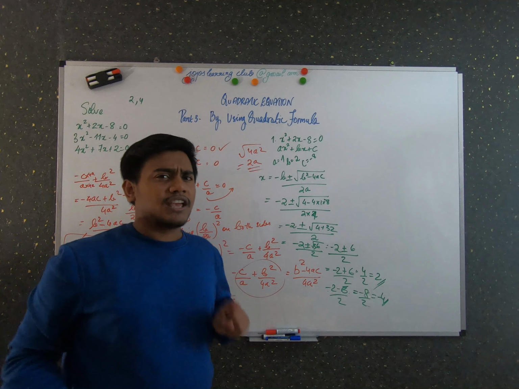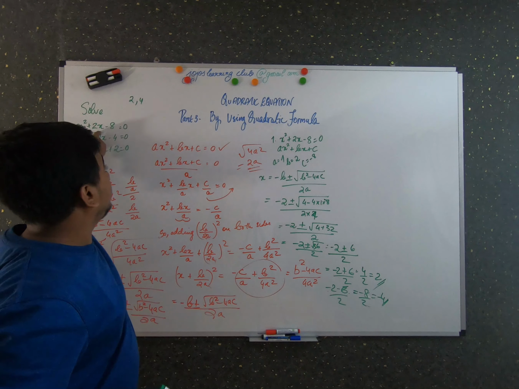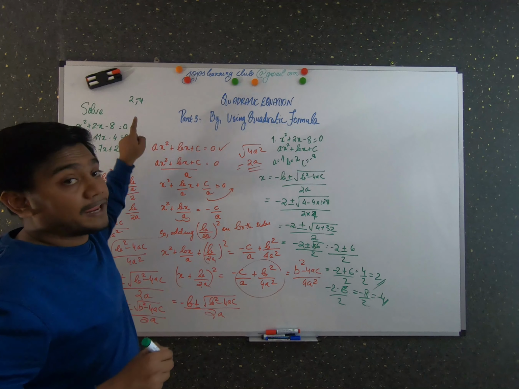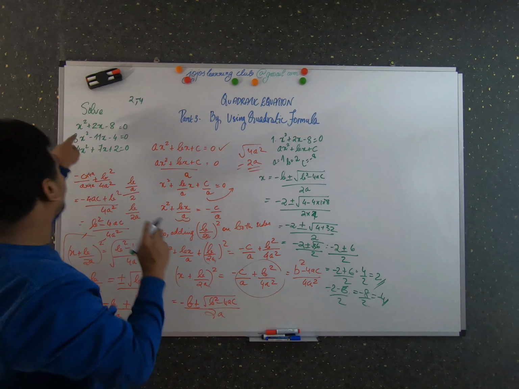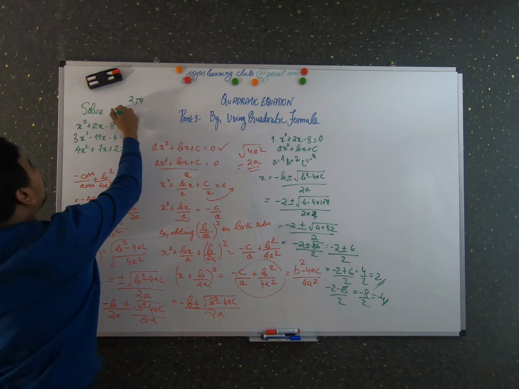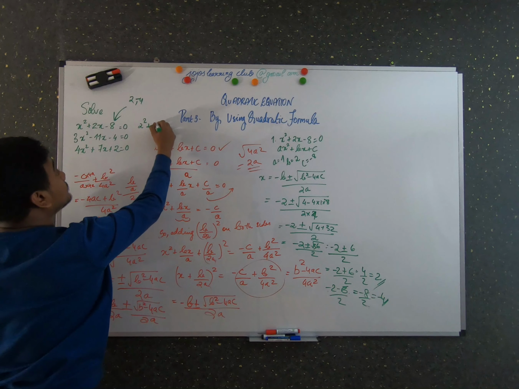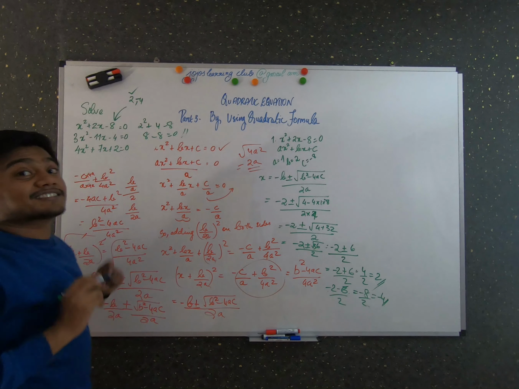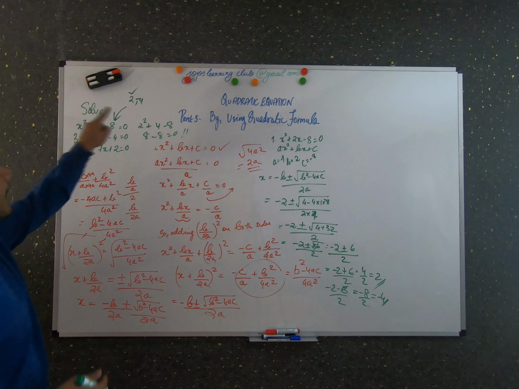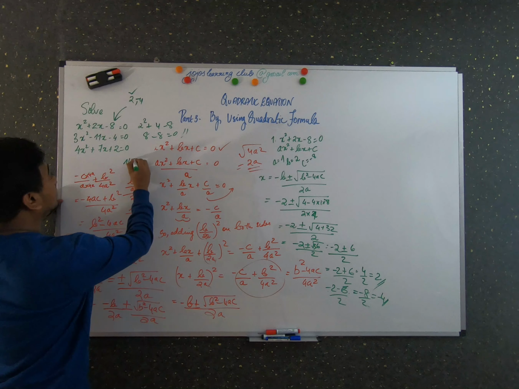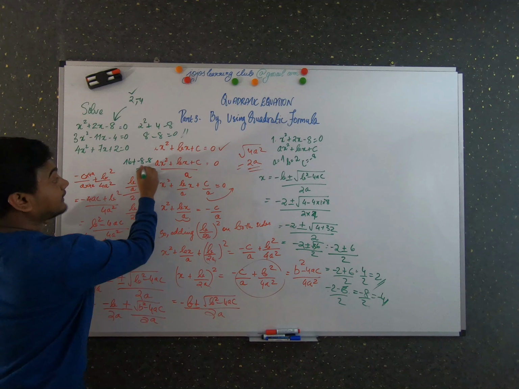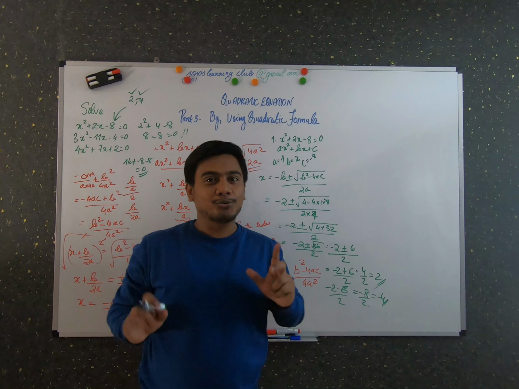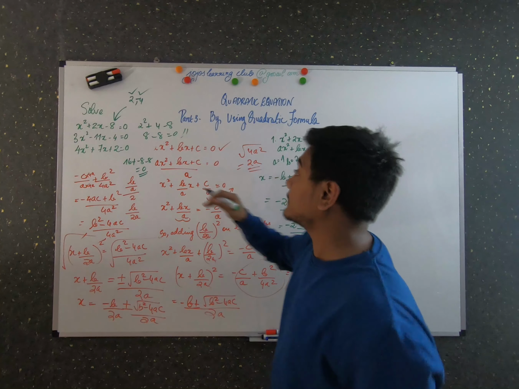How do you check whether your answers are correct? When you substitute these values in the equation, you have to get 0, the same as the RHS. Otherwise, the roots are wrong. Let me substitute here. Check the value 2: 2 square plus 2 into 2 is 4, minus 8. That is 8 minus 8, 0. So the root which you found is correct. Now let's take the other root, minus 4. Minus 4 square is 16, 16 plus minus 8 minus 8. Again it is 0. So now you can be doubly sure that the values you found are true. Now let's move on to the next problem.